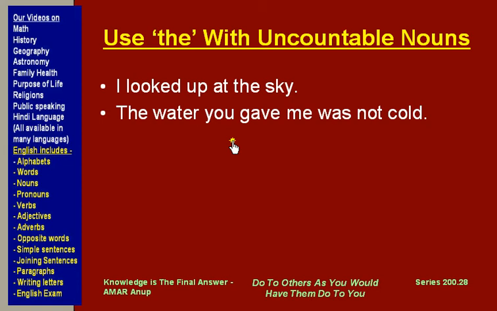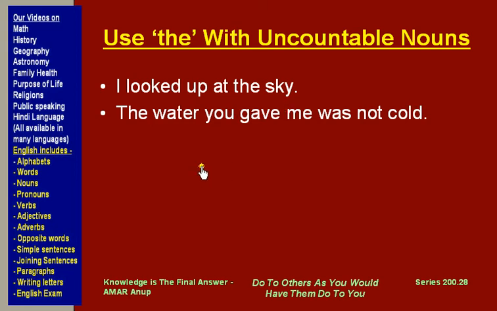Now, use of the with uncountable nouns or non-count nouns, nouns that cannot be counted. You can go to our lecture on noun to understand more about count and non-count nouns, also called countable and non-countable or uncountable nouns. Sky is a non-count noun. You can't count sky, but you can use the with a non-count noun. I looked up at the sky.